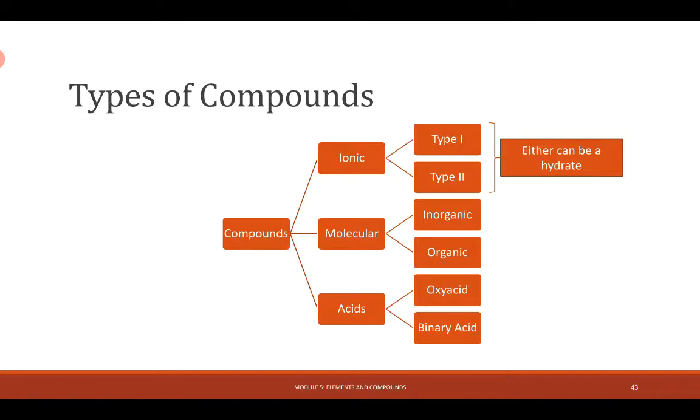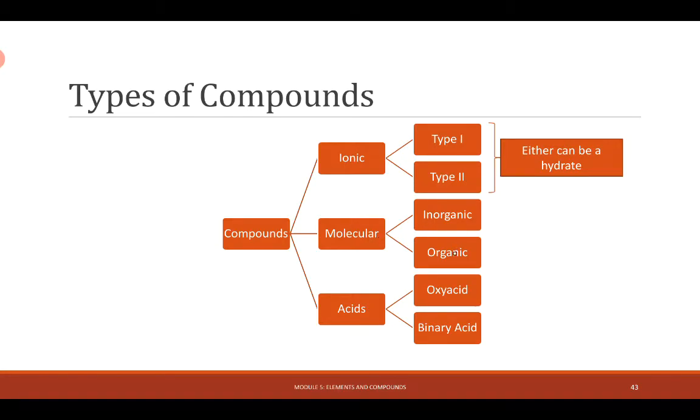or mixtures. And pure substances can either be compounds or elements. The category of compounds can be further divided into ionic compounds, molecular compounds, or acids. And each of these three categories can be subdivided even further. Ionic compounds can be separated into either type 1 ionic compounds or type 2 ionic compounds, and that's really just a distinction for when we're naming the different compounds.